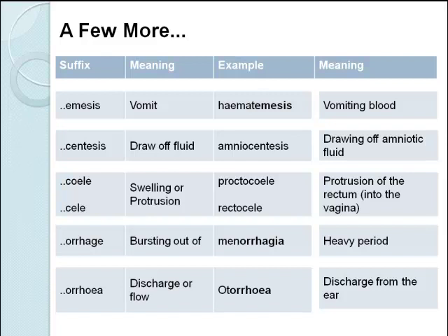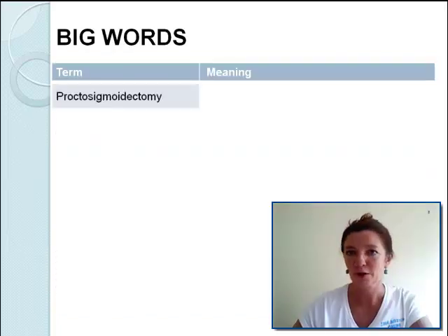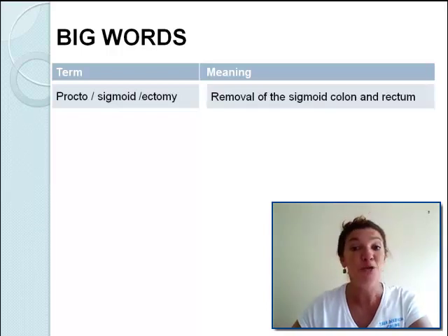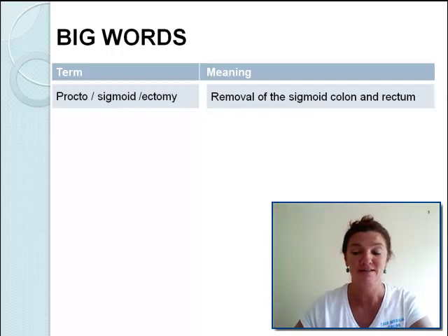And lastly, we just have some very large words to break down before it's quiz time. Let's see how you go with these. Big words. Our first big word, proctosigmoidectomy. Let's break it down. Procto, sigmoid, ectomy. Proct is rectum, sigmoid relates to your sigmoid colon, so it's removal of the sigmoid colon and the rectum.